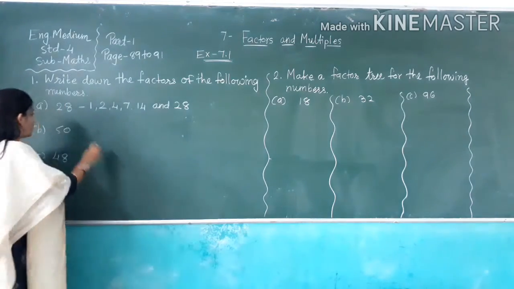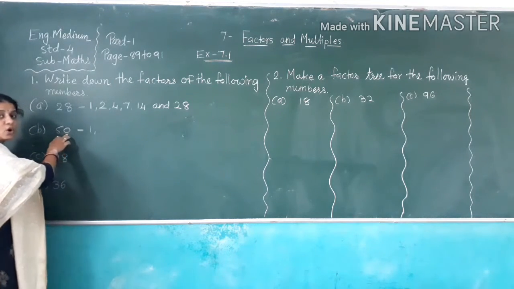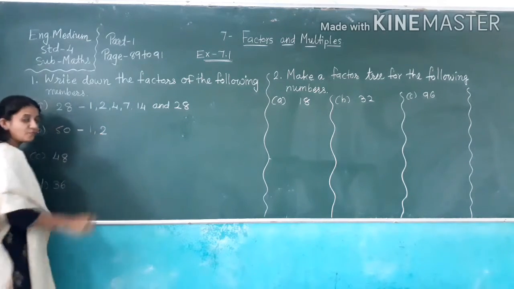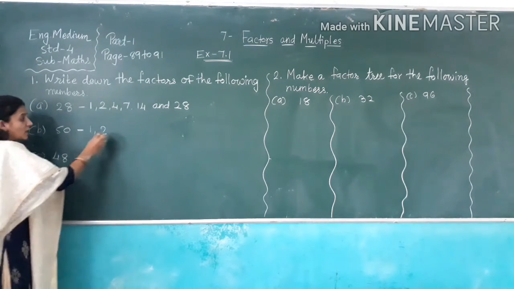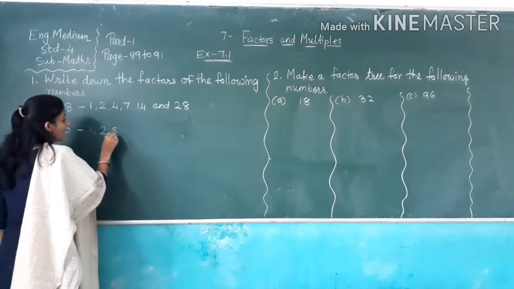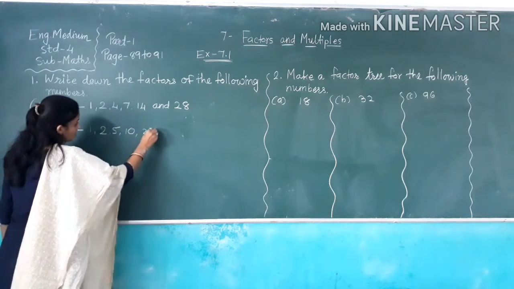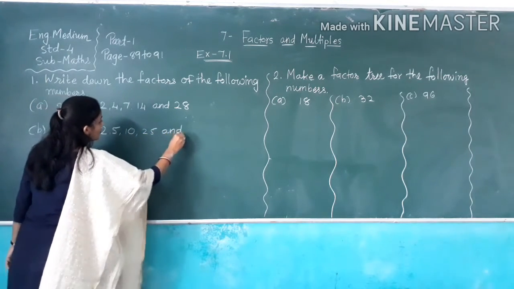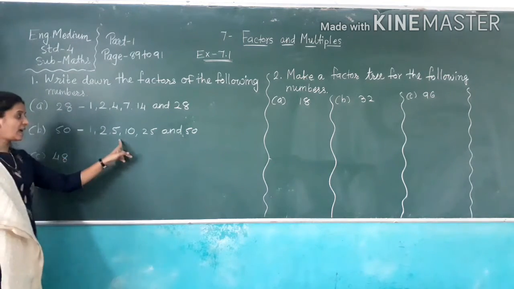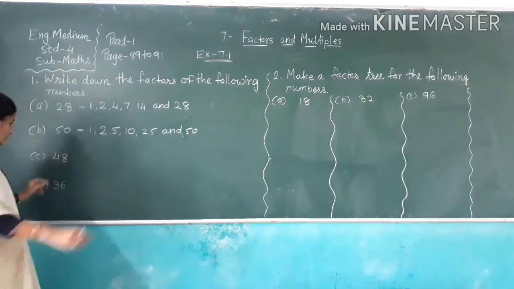Now here 50. It ends with 0, that means it is divisible by 2. 25 twos are 50. It is also divisible by 5. 5 tens are 50. So 1, 2, 5, 10, 25 and 50 are the factors of 50.